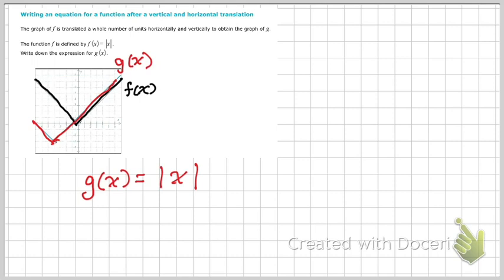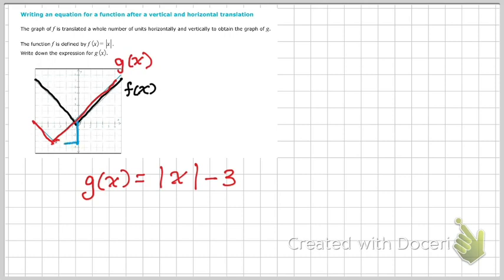Well, let's do the up and down first. So it got shifted down this way. So it got shifted down there. I guess I can just do the down part. Down. And how many units down did that get shifted? Looks like it got shifted 3 units down. So g of x is equal to absolute value of x and then down 3. So that's -3.